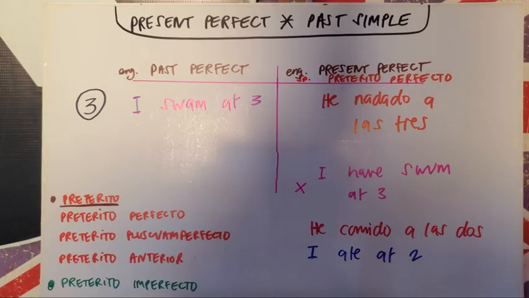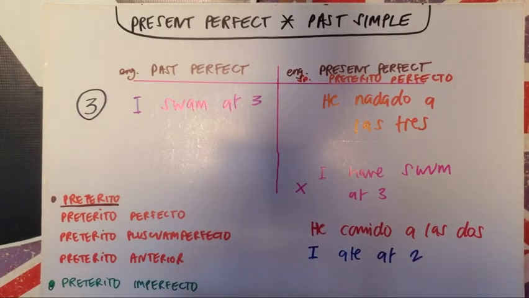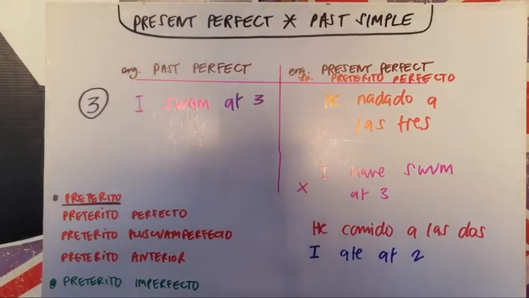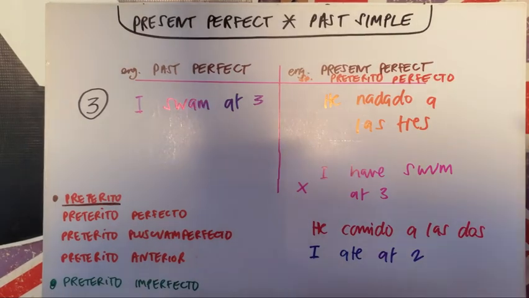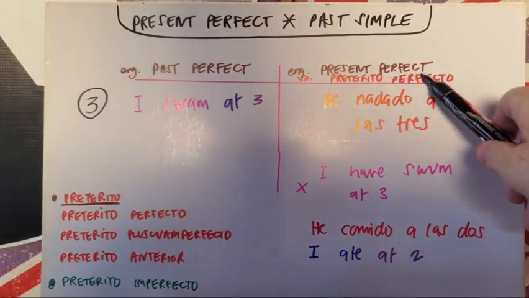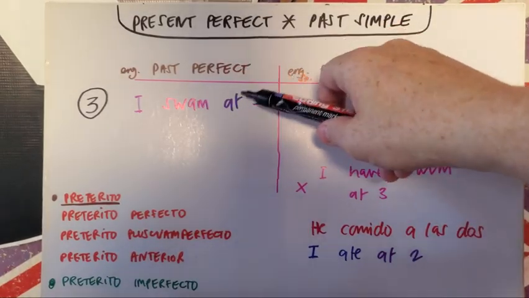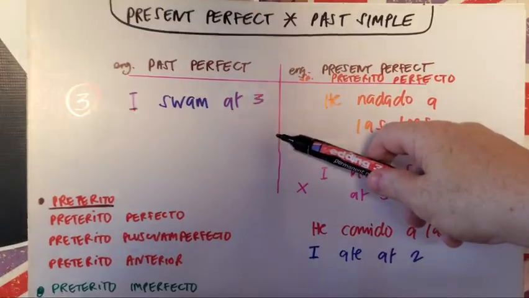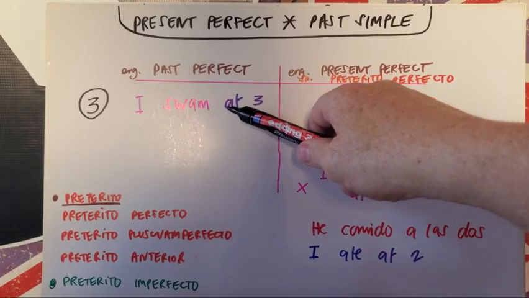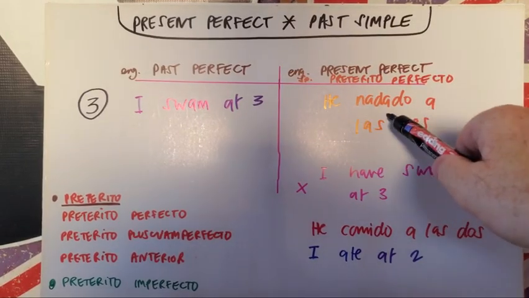He nadado a las 3. You can say that. So you can say, I swam at 3. In Spanish, you often hear them use, not the past simple, but the present perfect. So they say, well, I swam at 3. In English, that's called the preterite, or the simple past. But in Spanish, you will actually say it using the present perfect.